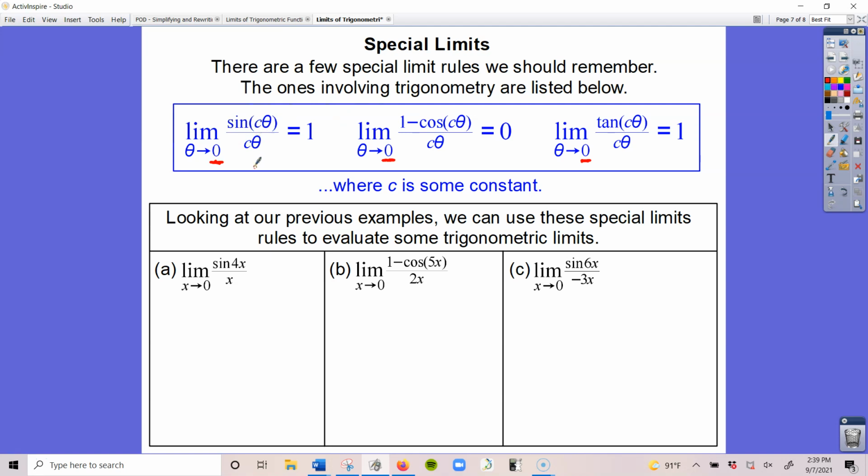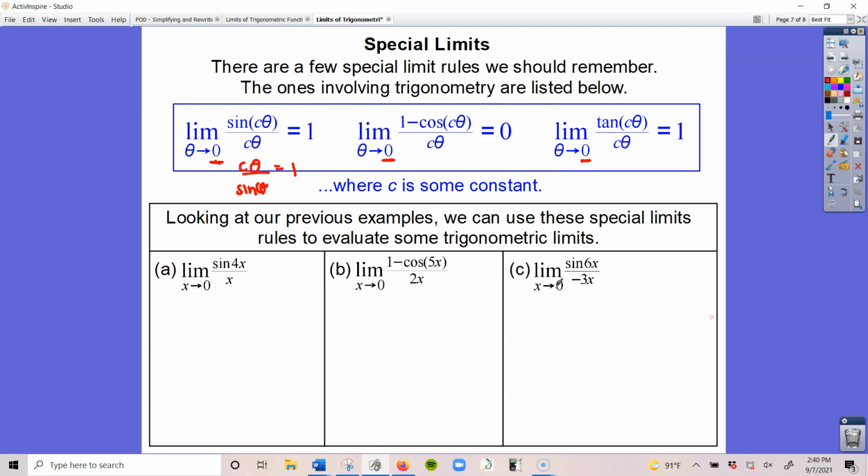So for example, if you had theta over sine of theta, right, this is the reciprocal, or c theta over sine of c theta, that would equal 1. If this was c theta over 1 minus cosine c theta, it would still equal 0. And if this was the limit as theta approaches 0 of c theta over tangent of c theta, the answer would still be 1. Now, these special limits help us and make evaluating limits much faster.